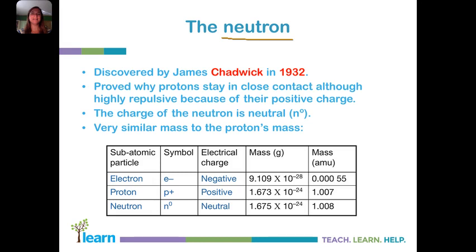The charge of the neutron, as its name says, is neutral, and this is how we note the neutron. As far as its mass is concerned, it is pretty similar to that of the protons, which is relatively high, especially when we compare it to the mass of the electron.